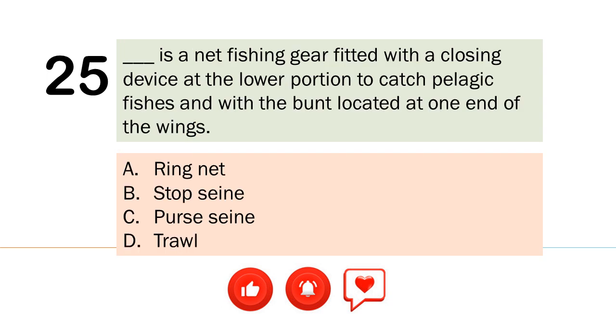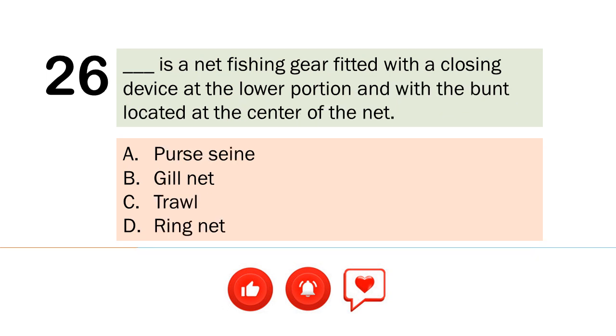Question number 25. Blank is a net fishing gear fitted with a closing device at the lower portion to catch pelagic fishes and with the bunt located at one end of the wings. A. Ring net. B. Stop seine. C. Burst seine. D. Trawl. The correct answer is letter C. Burst seine.